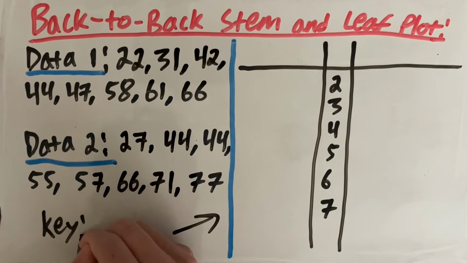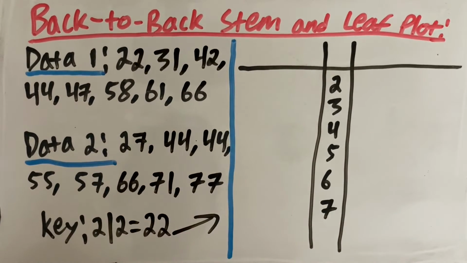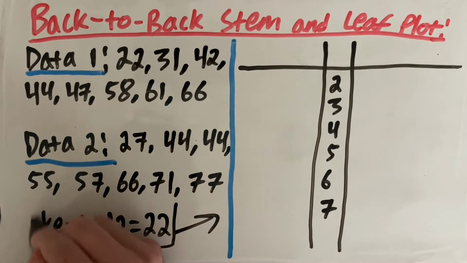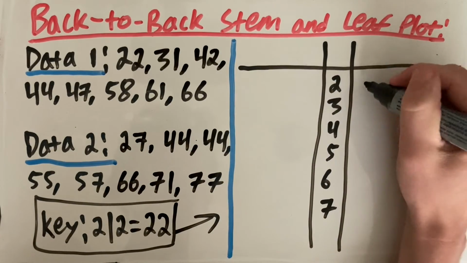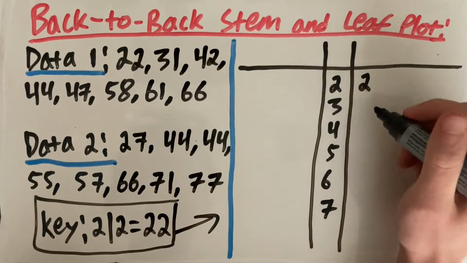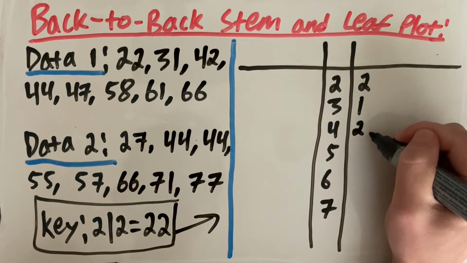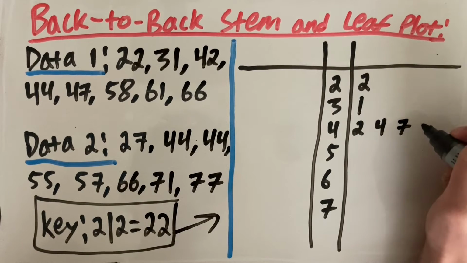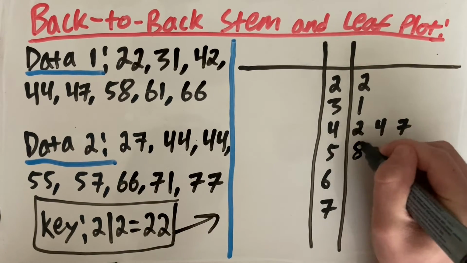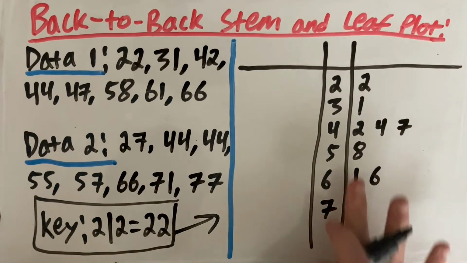But before I do that, before I forget, we also have to put in a key, because every stem and leaf plot should have a key. So for this key, I'm going to say for 22, we're going to have 2 line 2, and that is equal to 22. So if we start putting our values in, we have 2 for 22, 31 we have our 1, for the 40s we have our 2, and then instead of putting commas, I'm just going to put a space, and we have 4, 7, and then if we go to the 5s we have 8, for 6 we have 1 and 6. And that's our data set 1.